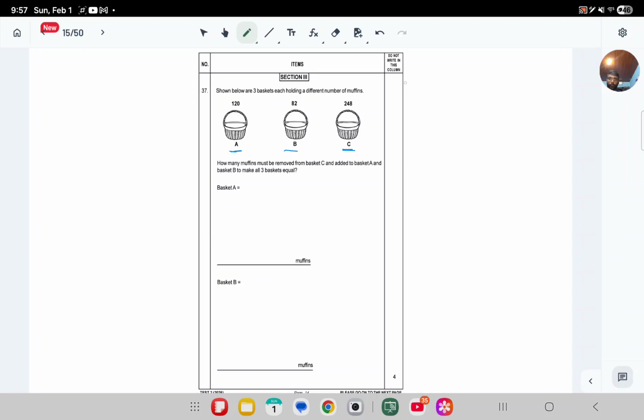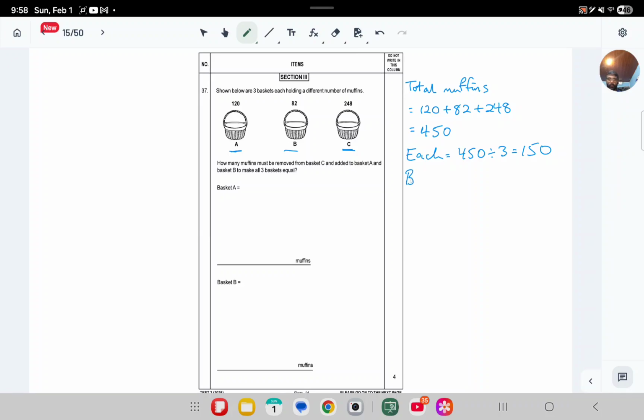So first we need to find out the total. So we want to calculate the total muffins, right? And that will be 120 add 82 add 248. And this will give us a total of 450 muffins. So we know that we have 450 muffins in total, and we want to share them now among the 3 baskets. So each will receive 450 divided by 3, which is equal to 150 muffins. So each one of them you want to have 150 muffins.